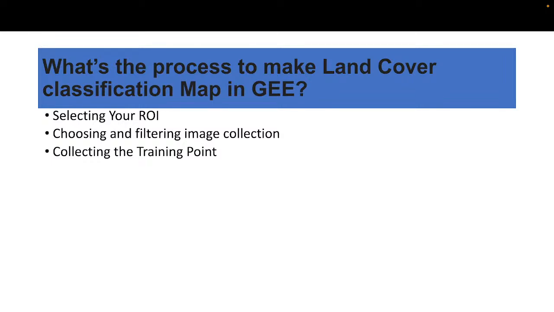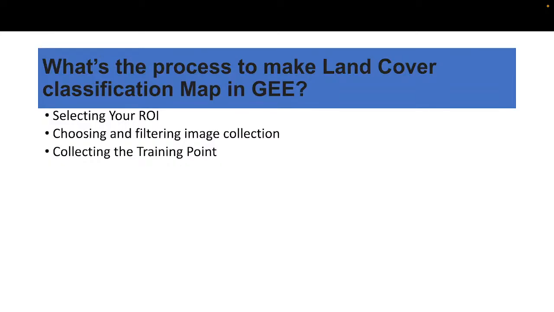Suppose I want to classify a total of 4 classes: water body, built up, vegetation, barren land. So I need to collect training points for these 4 classes. How can I collect the training points? I will also explain a lot of things when I talk about the practical. We are just collecting the training points from our satellite imagery.